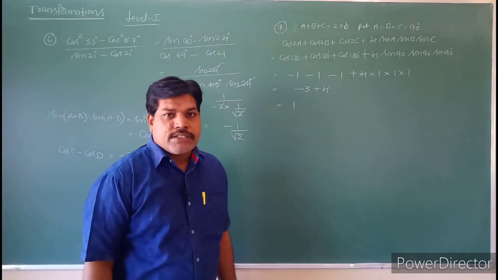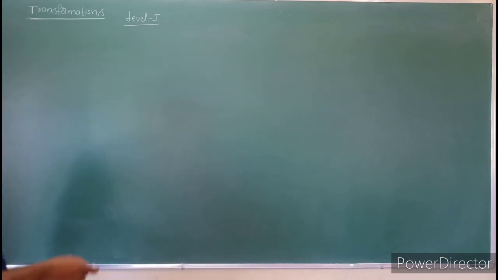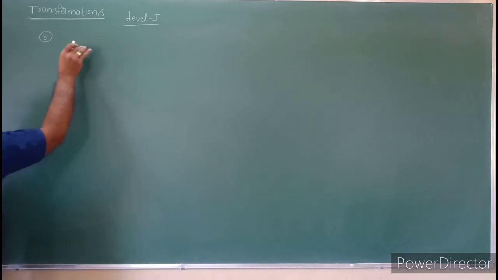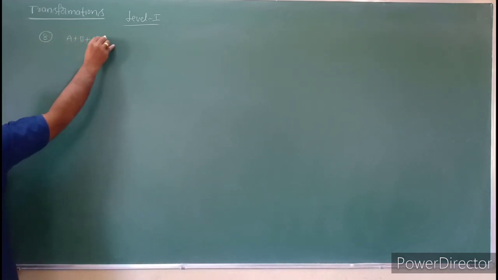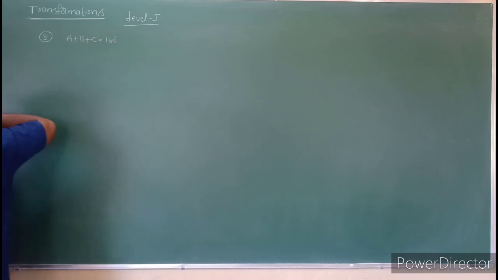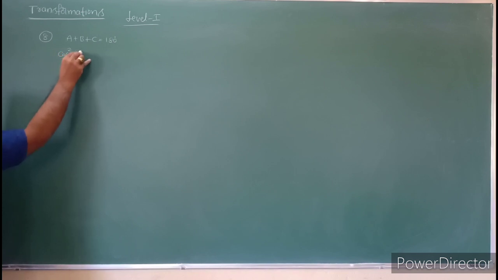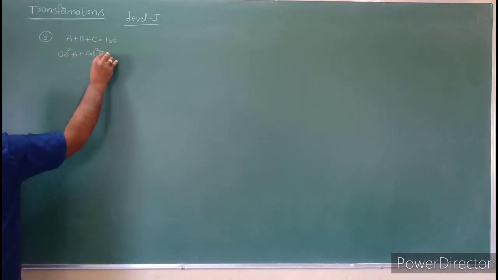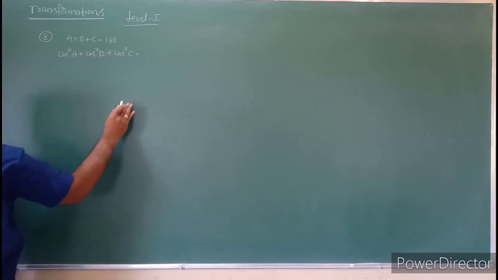So see the next question, question number 8. What is question number 8? See that question, students. A plus B plus C is equal to 180 degrees. Then what is the question? Cos square A plus cos square B plus cos square C is equal to, this is the question actually.